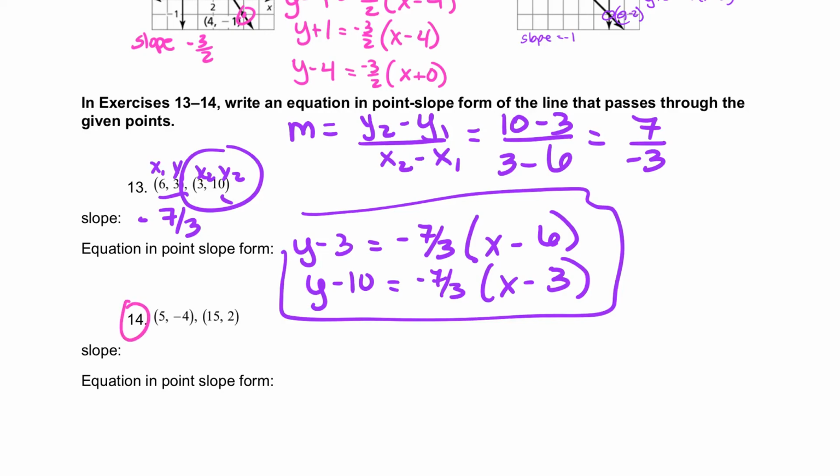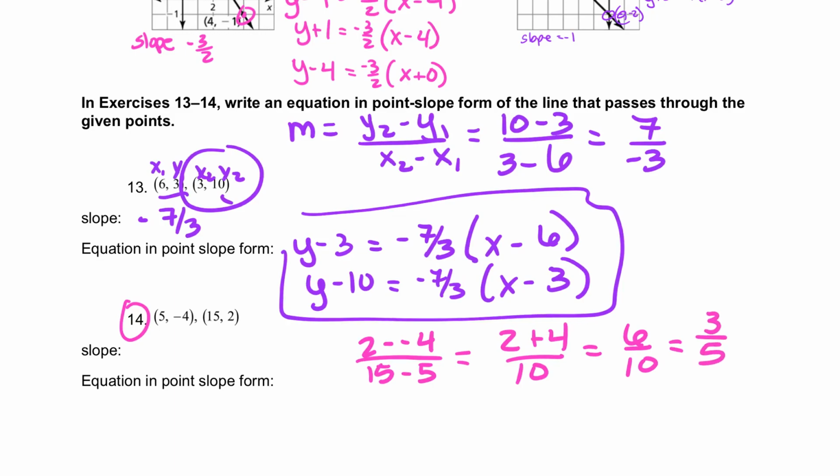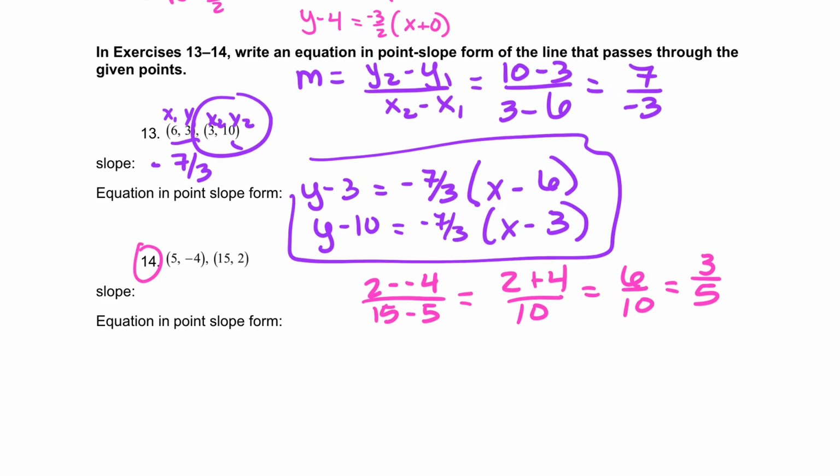Now, if we're looking at question 14, we have to do the exact same thing. Y2 minus y1. So I have 2 minus negative 4 divided by 15 minus 5, which is equal to 2 plus 4 over 10, which is equal to 6 over 10. And since 6 over 10 can be reduced to 3 over 5, reduce it. But if it was a proper fraction, don't turn it into a mixed fraction.